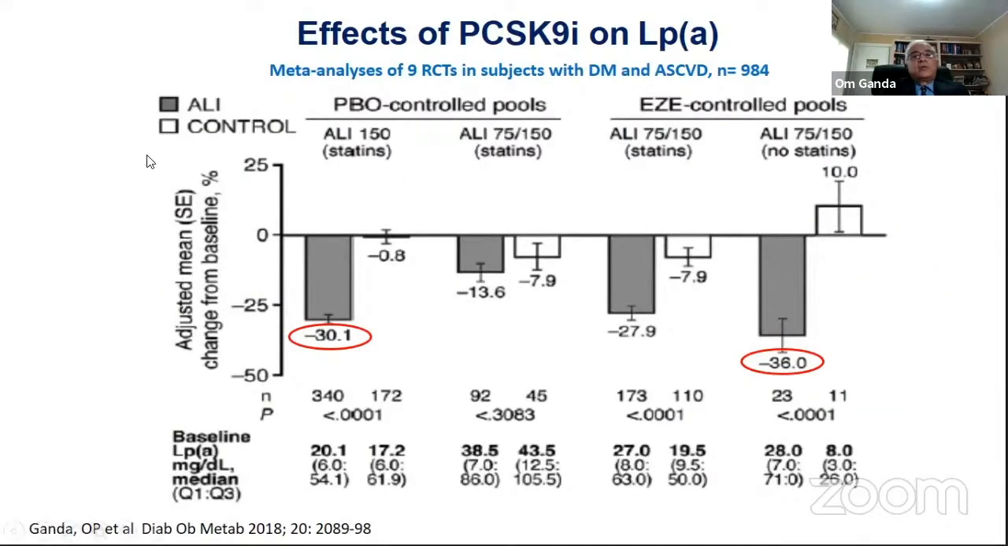One sidelight, once again, I want to show you because we published this meta-analysis about 2 or 3 years ago, the effect of these agents on Lp(a). We don't often talk about Lp(a), but it's an important genetic component. And you can see that in these nine different randomized controlled trials with diabetes and pre-existing cardiovascular disease, almost 1,000 people, we saw a 30% reduction in Lp(a) level. Same thing happens with the other PCSK9 inhibitor, evolocumab. And of course, whether you look at just alirocumab 150 or 75 going to 150 without statins, these are totally statin intolerant, still 36%, the same reduction.